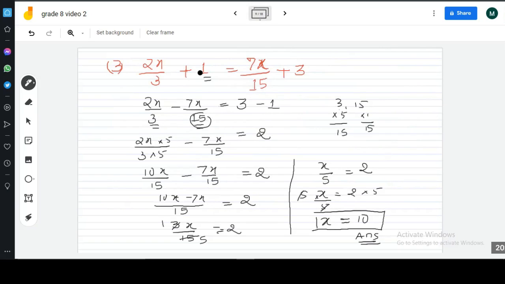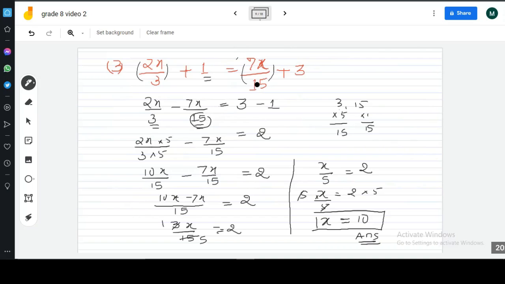So 2x by 3 plus 1 equal to 7x upon 15 plus 3. This is again one more linear equation in one variable, in which again the variable is on both sides. On the left side we have 2x upon 3 as one variable term, and on the right side we have 7x upon 15, one more variable term. So now again we need to take both of these variable terms to the left side. So transposing this 7x upon 15 to the left side, the sign will change. So 2x upon 3 minus 7x upon 15.